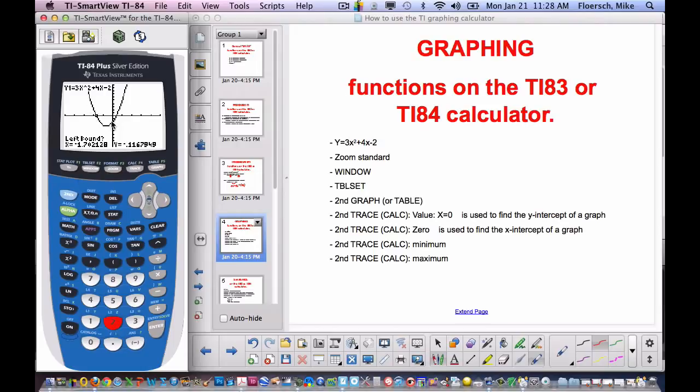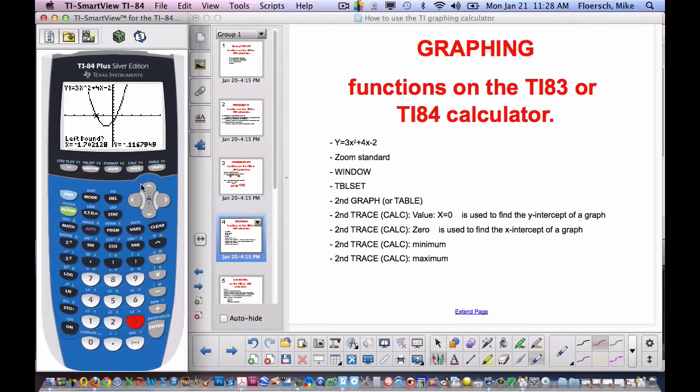Now this equation, 3x squared plus 4x minus 2, gives me a parabola which opens up. Let's say I want to find the minimum, because this is a low point, as opposed to a parabola opening down, which would have a maximum. This one, the way I've typed it in, has a minimum, and I want to find what that is. I can just do second calc and find the minimum, which is number 3. So I hit number 3 or scroll down to number 3.